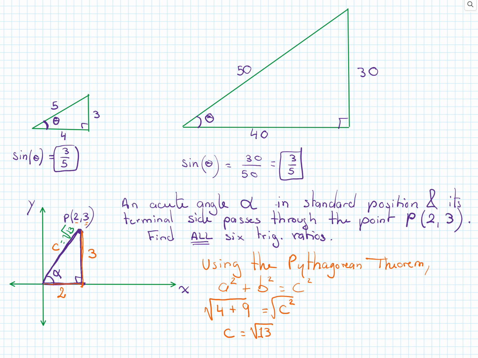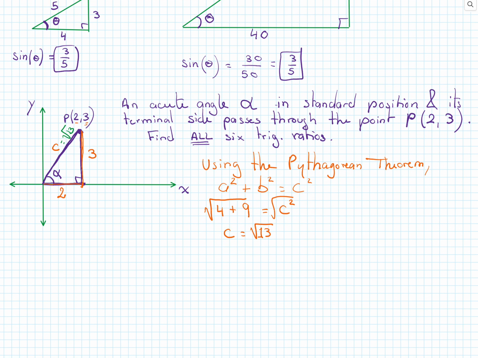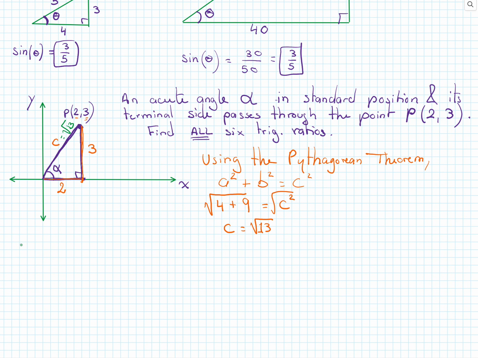So now we have the 3 sides of the triangle. We can find the 6 trigonometric ratios. We're going to start with sine of alpha. And remember, the sine will be the opposite side of the angle. So opposite will be 3, so it will be 3 over the hypotenuse, which is square root of 13. Now, if you recall from geometry, we can't leave the radical in the denominator, so we're going to have to rationalize that denominator. That is done by multiplying by the square root of 13.